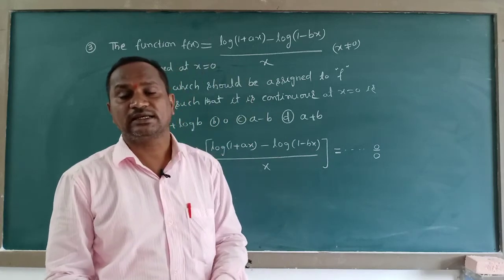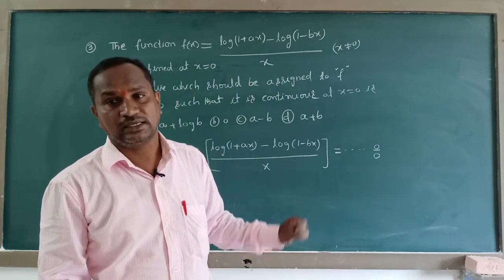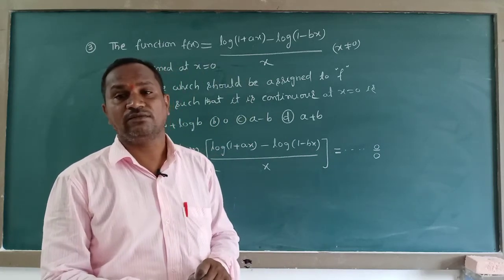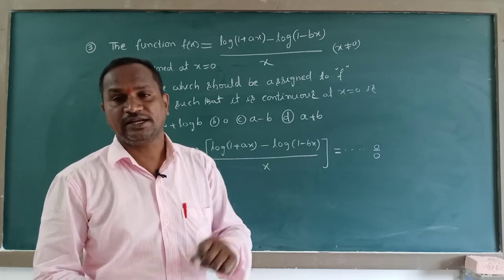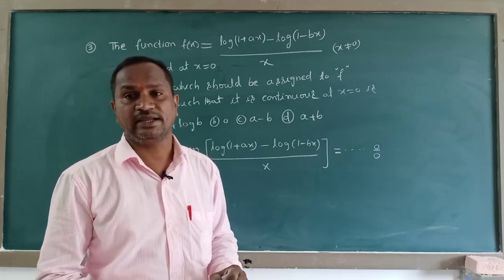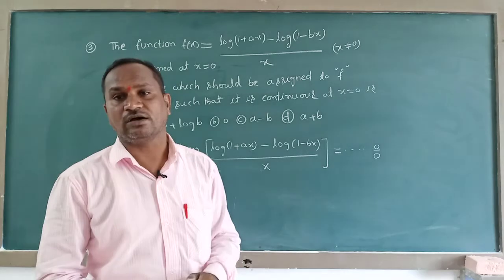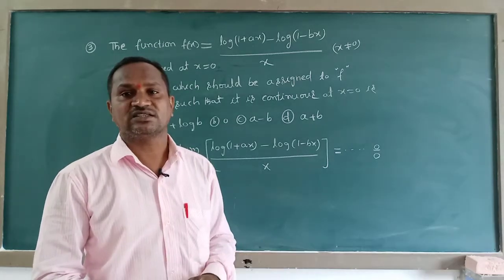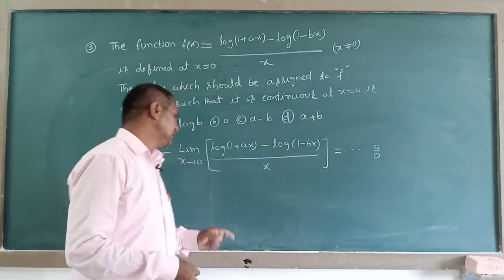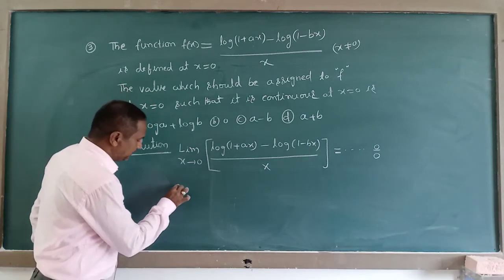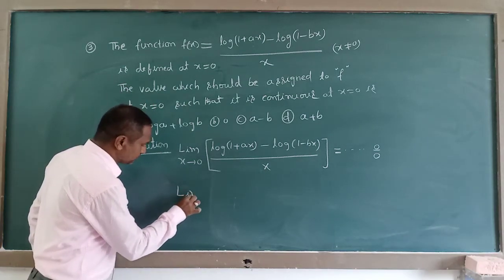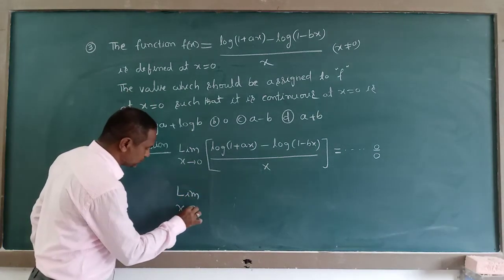But we should not get those forms in the evaluation of limits. We try to avoid them, which means we have to apply LHR. LHR means L'Hospital rule, like this. Limit x tending to 0.